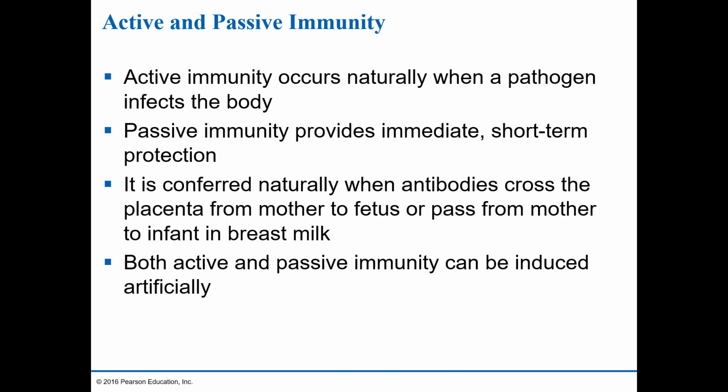Active immunity occurs naturally when a pathogen infects the body, and passive immunity provides immediate short-term protection. So I would know the difference between passive and active immunity. Both passive and active immunity can be induced artificially, and it can also be conferred naturally when antibodies cross the placenta from mother to fetus or pass from mother to infant during nursing.